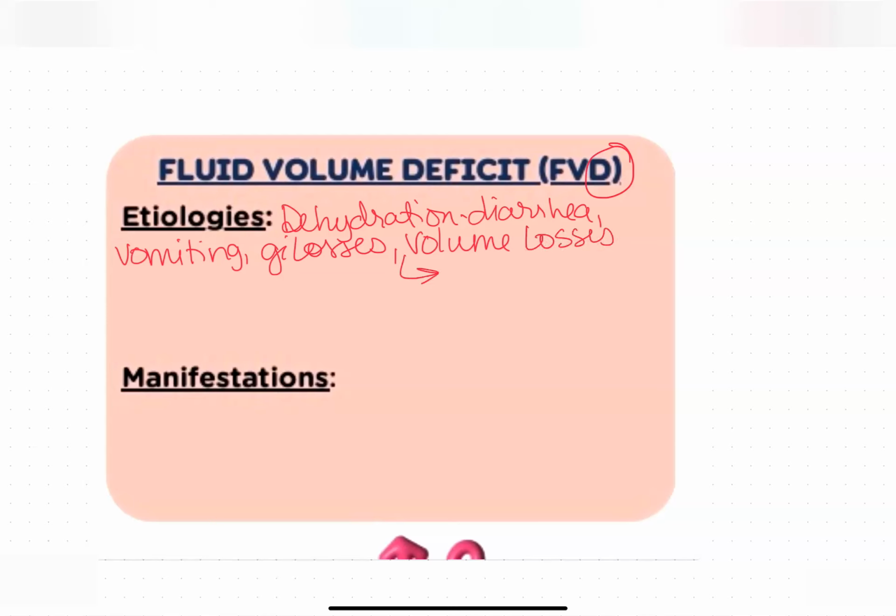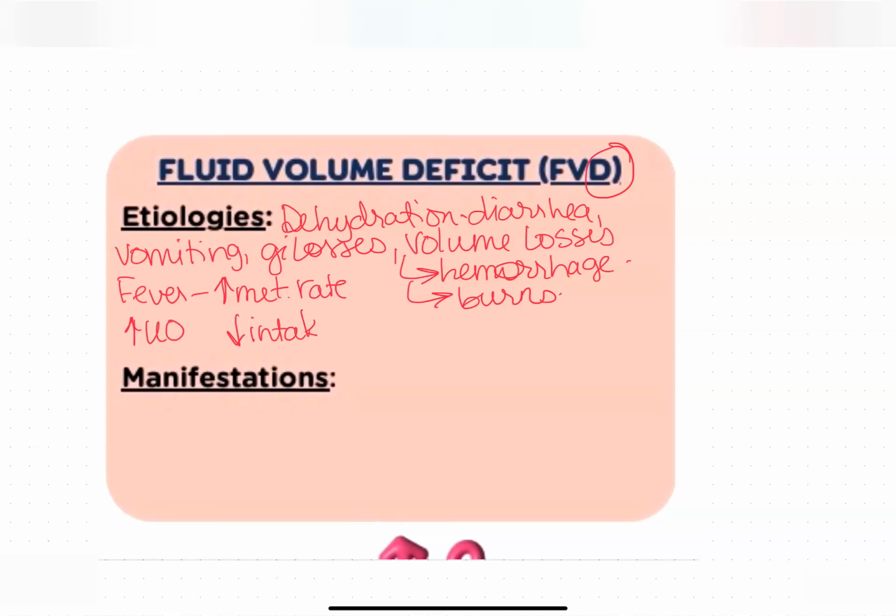We can lose volume with hemorrhage. And we also lose a lot of volume in burns. Fever also increases metabolic rate, and that can burn through more water as well. And so patients, as they have fevers, they will actually use more fluid up. We also know that if there's an increased urine output, that can cause dehydration, and a decrease in intake can cause dehydration.